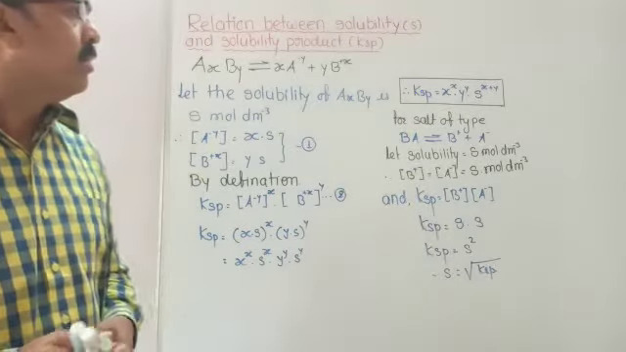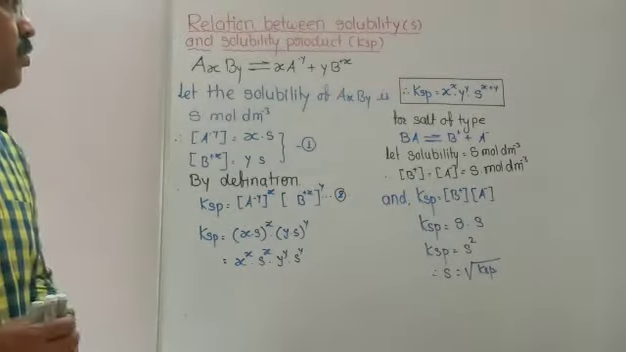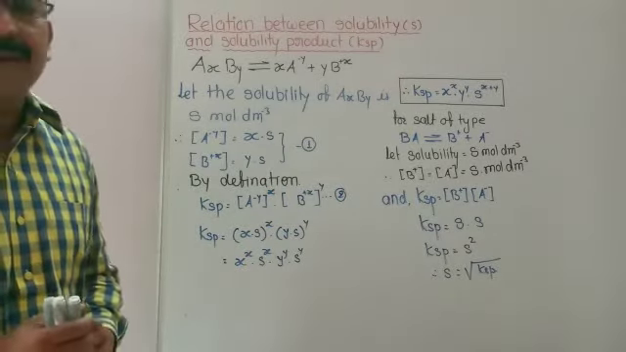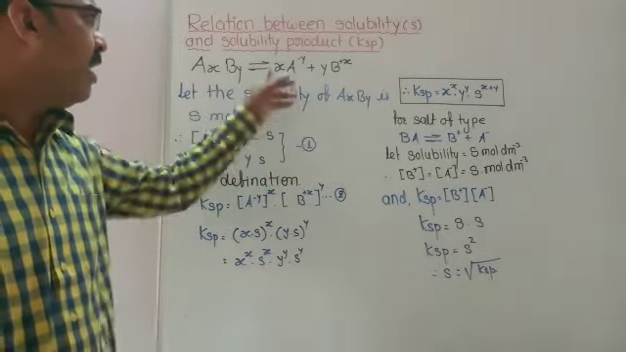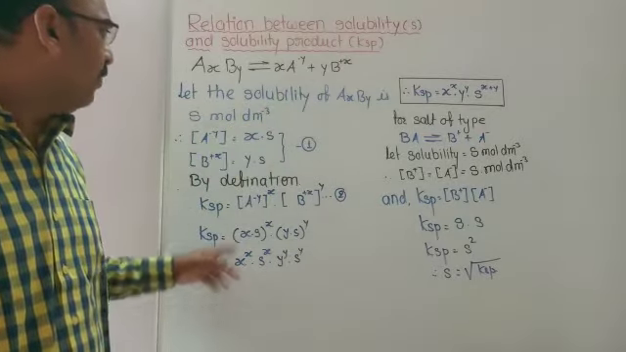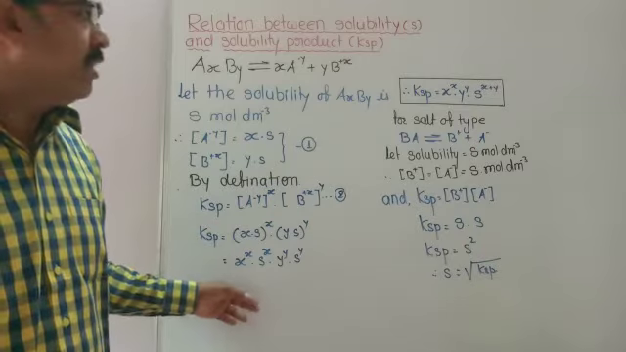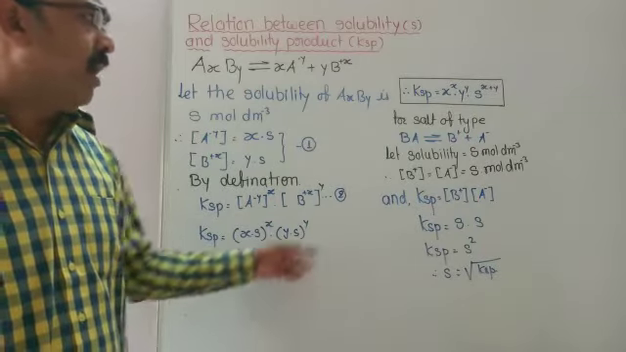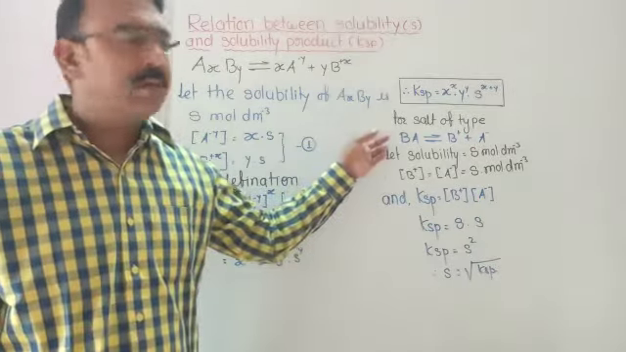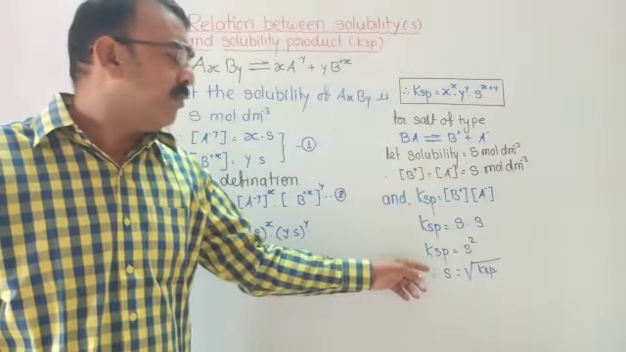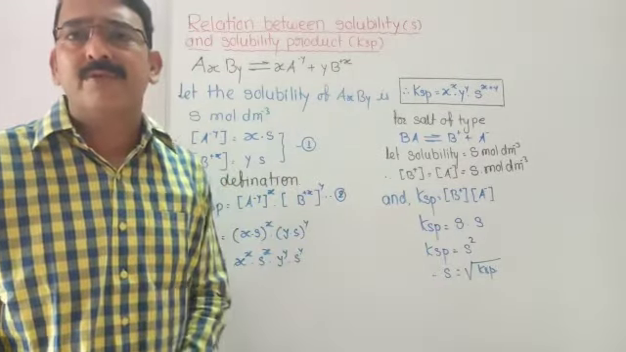It is the relation between solubility and solubility product, where x and y are the coefficients of A and B respectively in the balanced chemical reaction. And for the salt of the type AB, S is equal to root of Ksp.